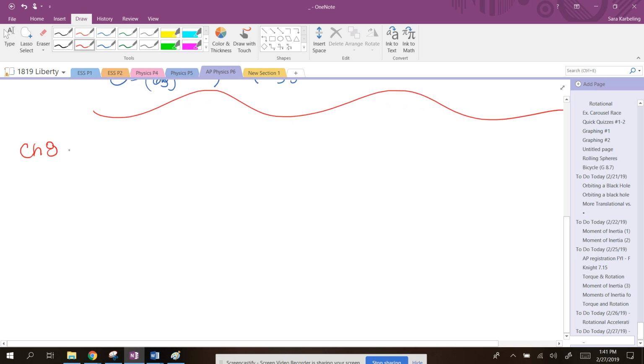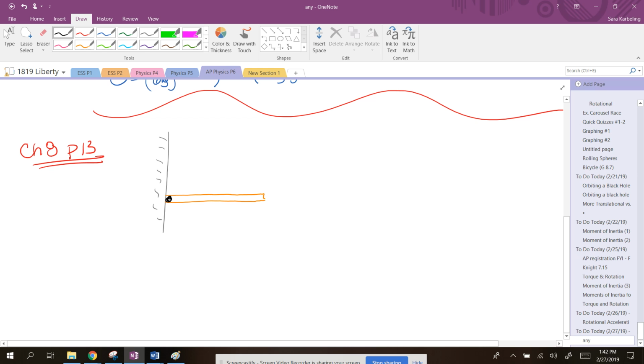Chapter 8, problem 13. It says a uniform beam of length 1 meter and mass of 10 kilograms is attached to a wall by a cable, as shown in the picture. The beam is free to pivot at the point where it's attached to the wall. What is the tension in the cable? So we've got a wall over here, and we've got this beam that's sticking out, and it's got an axis of rotation here.